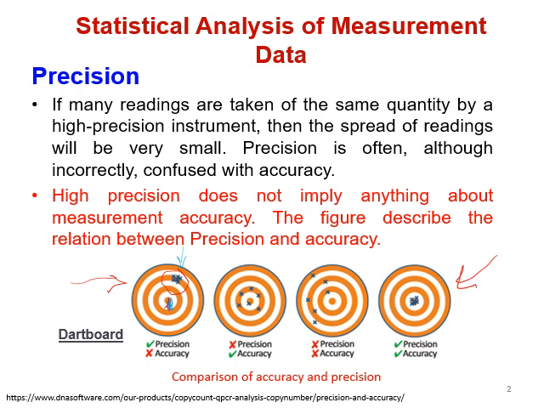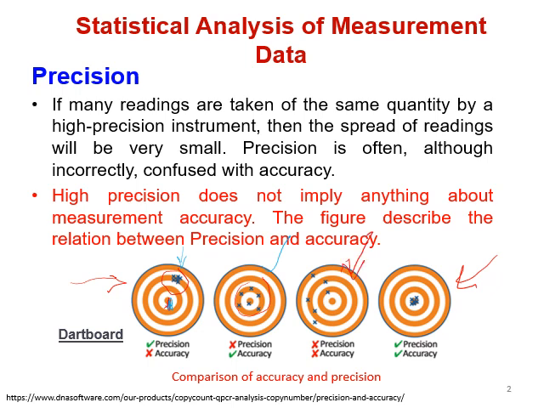When I look at the second one, you will find the data is close to the center, meaning they are accurate somehow, but they are far from each other. They are not coming on the same point. So we call this kind of data accurate but not precise. Precision is low.